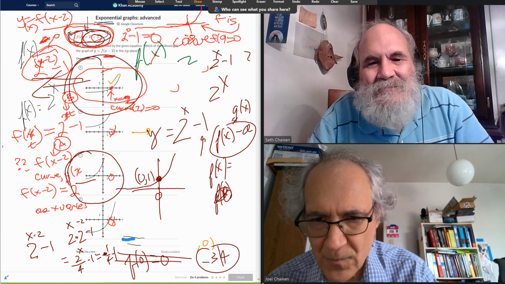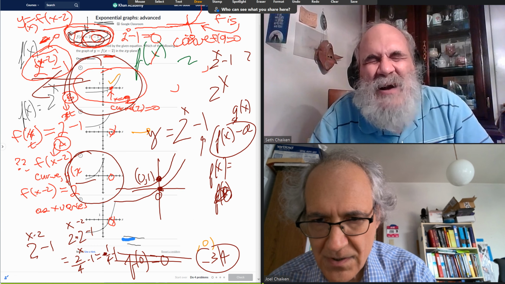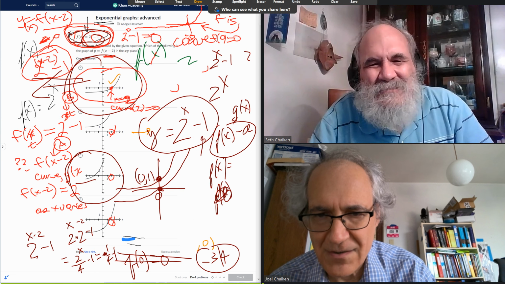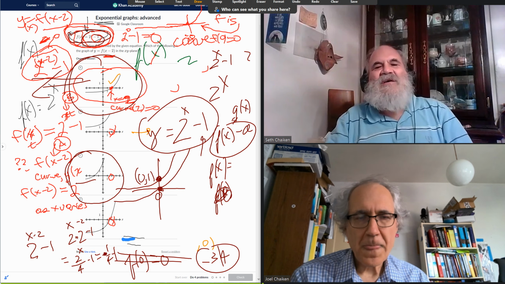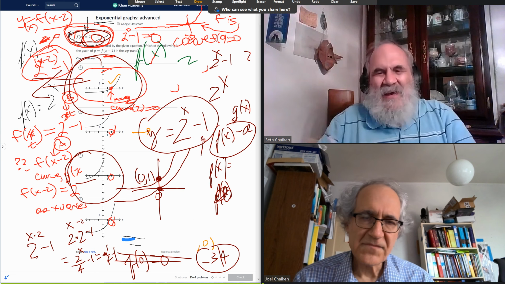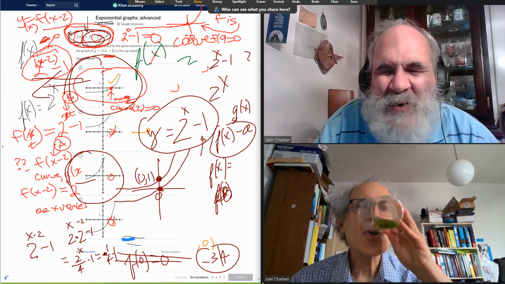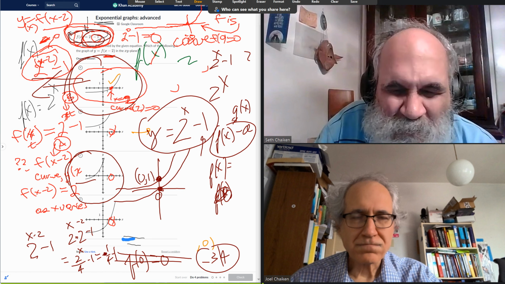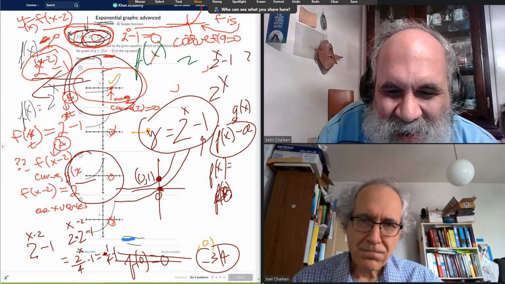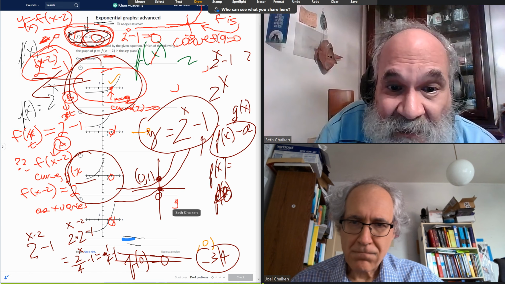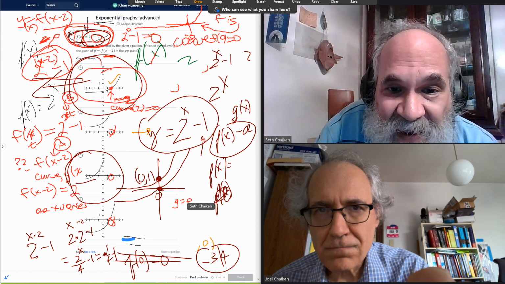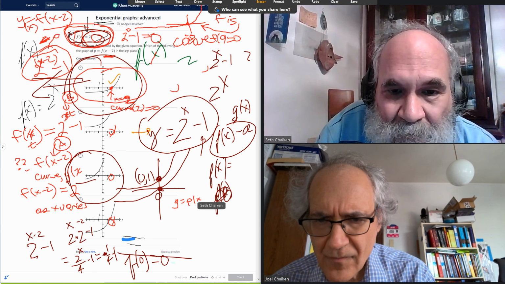So it will go down 1, and this is the parent function. Okay. This is the base. This is the graph. So here's what's weird. Suppose your parent function is, let's say, y equals parent of x.